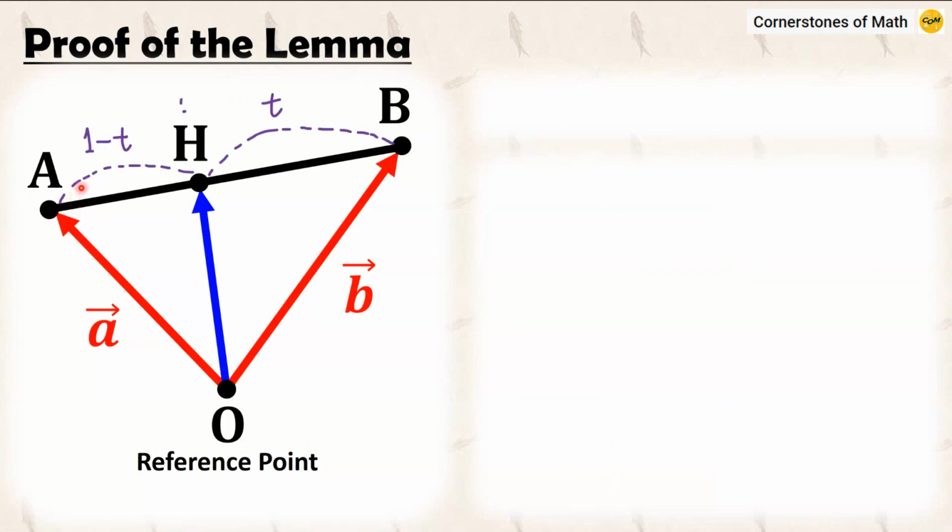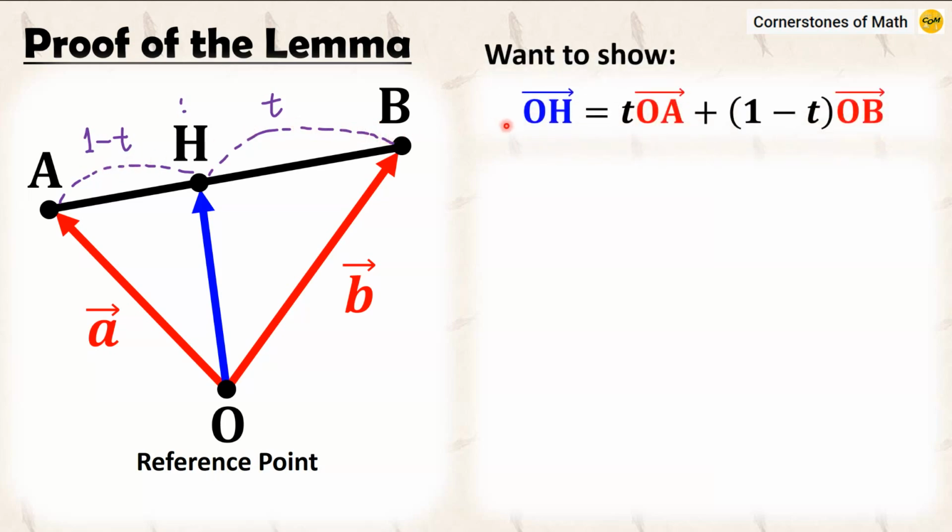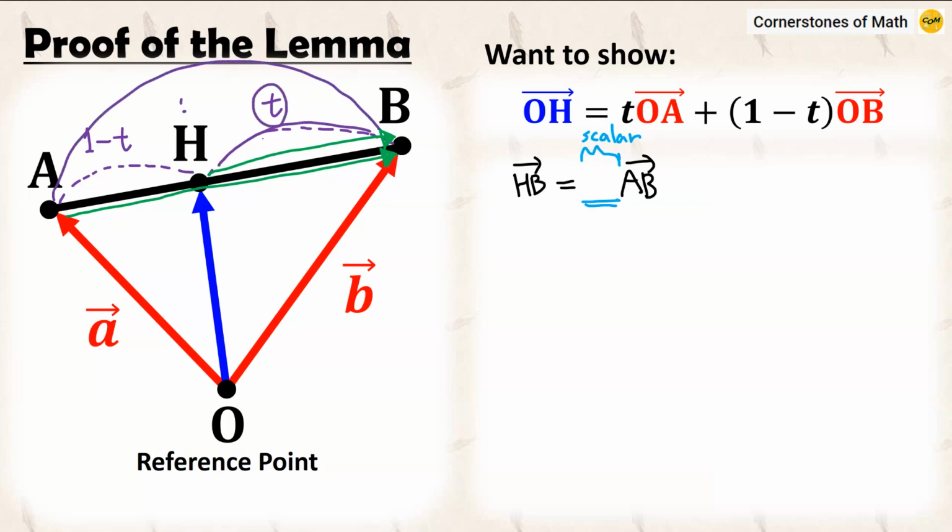Here, suppose that the ratio of AH to HB is 1 minus t to t. Then we want to show that vector OH is expressed as t times OA plus 1 minus t times OB. First, let us consider two vectors, HB and AB. These two vectors are parallel, so vector HB can be expressed as a scalar multiple of vector AB. More specifically, since AH to HB is 1 minus t to t, the ratio of HB to AB is t to 1. Therefore, vector HB is t times vector AB.